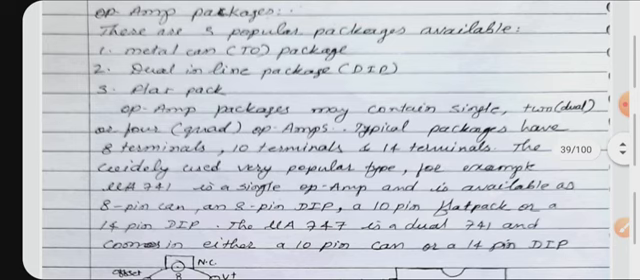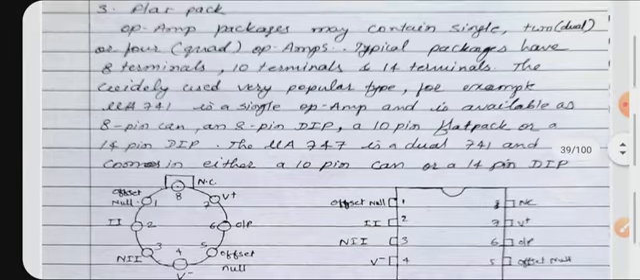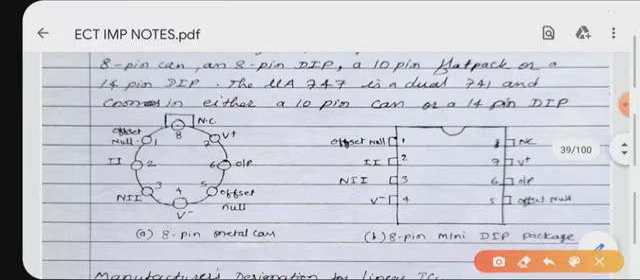What are different operational amplifier packages? As you know, op-amp is available in different packages: metal can package, DIP package, flat package. Here you can see the 8-pin metal can package, and it is made up of metal. Second, 8-pin DIP package, dual inline package. Pin number 1 and 5 are called offset null. Pin number 2 inverting terminal, 3 non-inverting, 4 minus VCC, 6 output and 7 plus VCC.